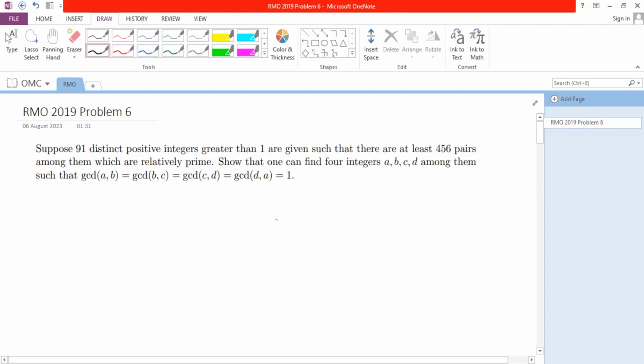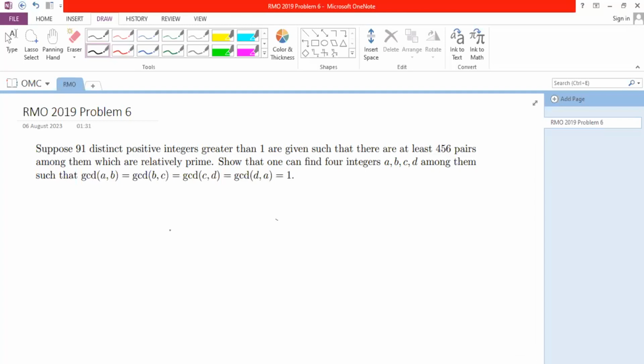Suppose 91 distinct positive integers greater than 1 are given, such that there are at least 456 pairs of them which satisfy some condition. In this case, we have relatively prime, but we try to remove GCD. So we say this satisfies some condition. Show that one can find 4 integers a, b, c, d among them, such that a, b satisfy that condition, b, c satisfy that condition, c, d satisfy that condition, and d, a also satisfies that condition.